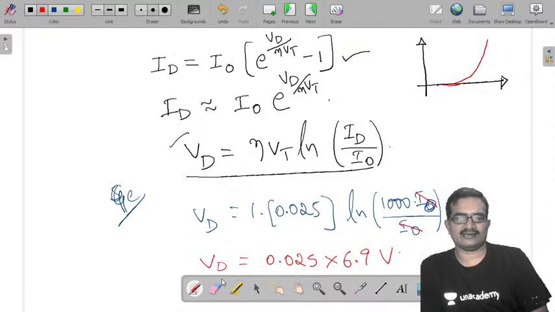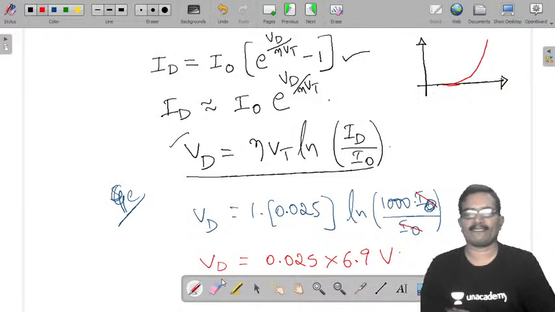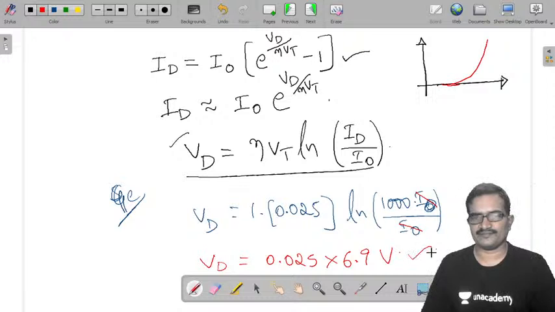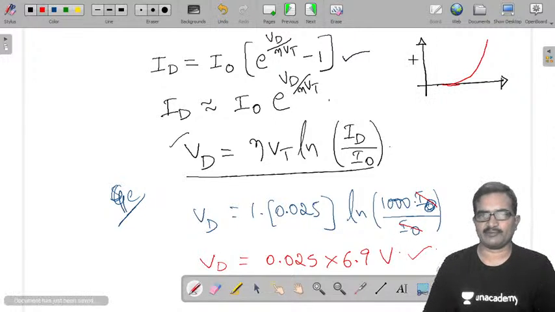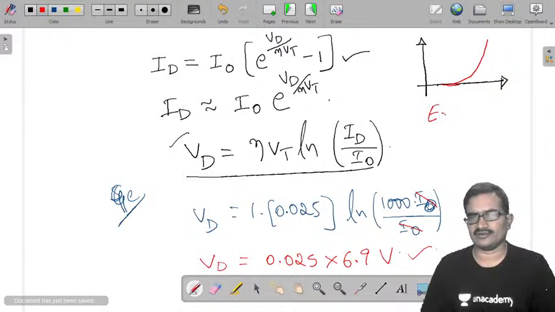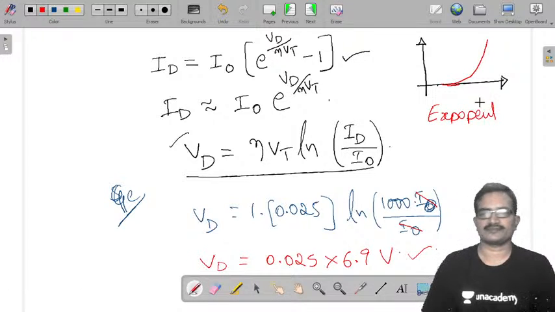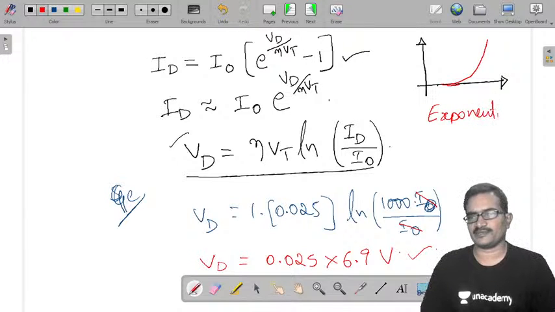to make the diode current 1000 times more than the reverse saturation current. Like that you can solve. This is the exponential way of representing the diode, the exponential representation of the diode.